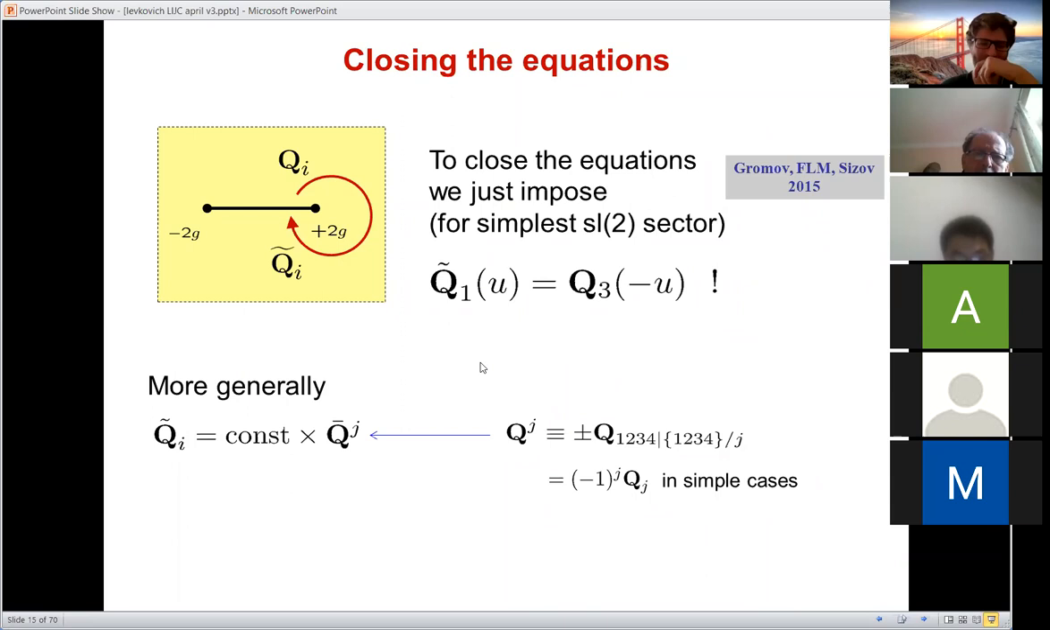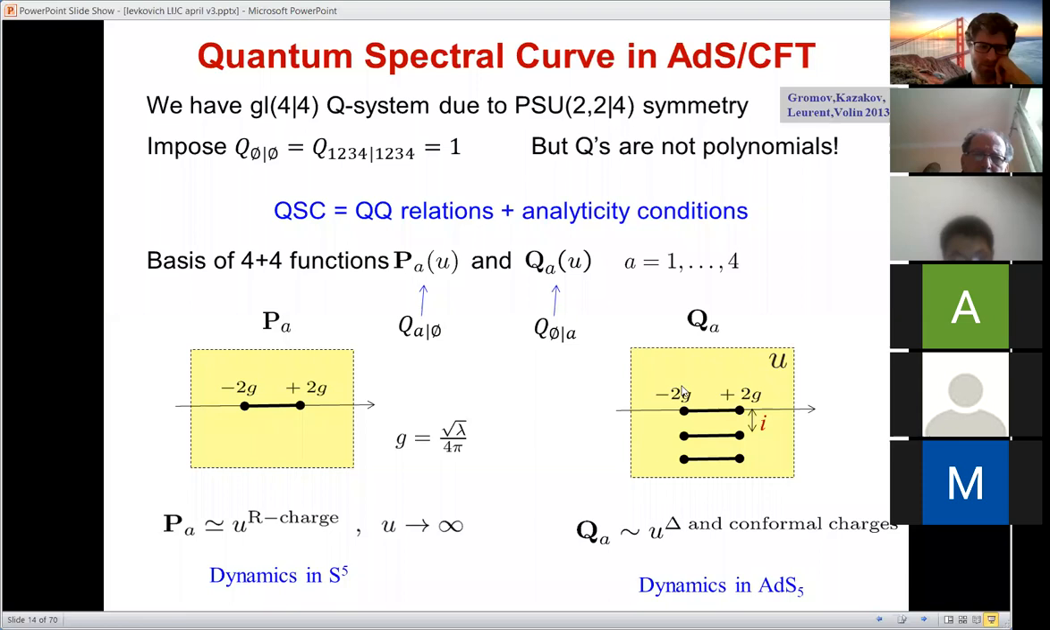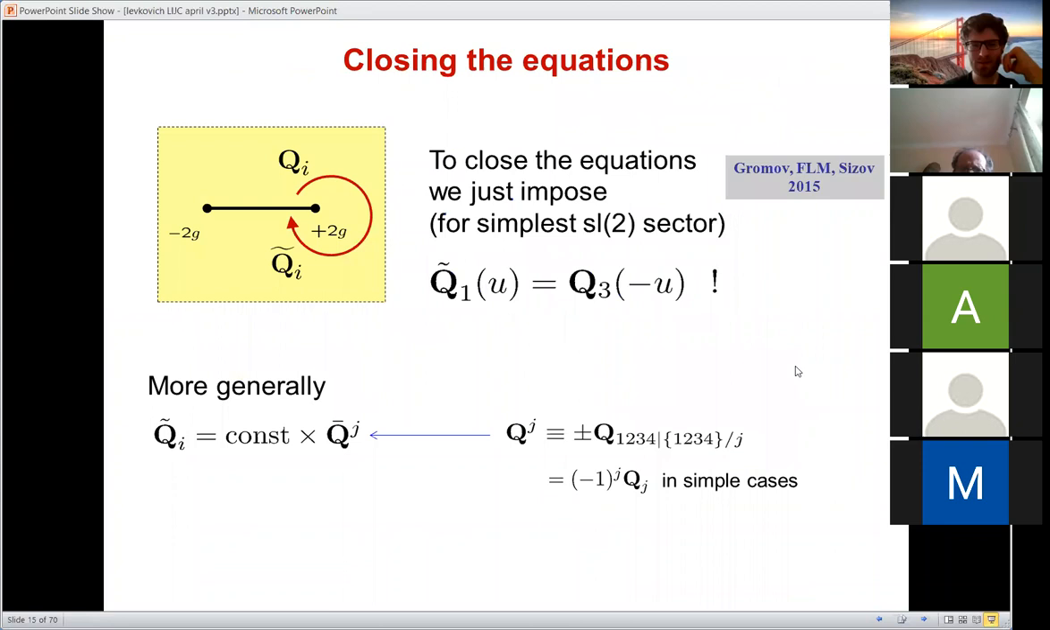Right. So, what Valodia means is that I can consider this Q function on the sheet where I start the cut from this point to minus infinity and from this point to plus infinity. The statement is that in this case all other cuts disappear. That's a powerful statement, of course, which is more or less equivalent to what I will say in the next slide. Yes. Sorry, could I ask a question about the previous slide?